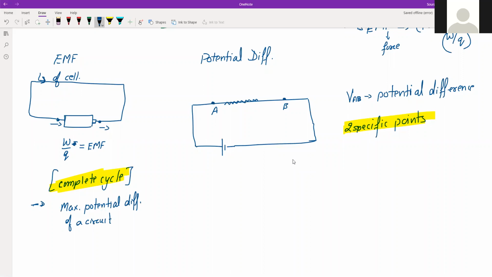You find the potential difference between 2 points, but this will always be the maximum. You keep on changing points and find the potential difference, but between the 2 ends of the terminal, whatever the potential difference is, that will be the maximum, which is again logical. If you start from here to here, that is what EMF is, and that is the longest path in the circuit. So the total energy consumed in this will be more. So work done will be more when a charge is traveling from one terminal of the battery to another. That is the complete circuit.